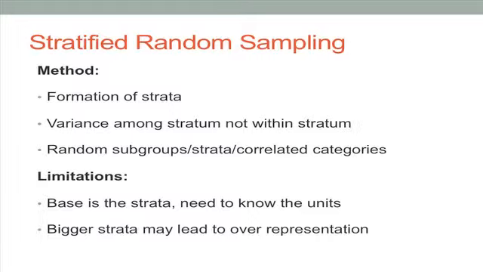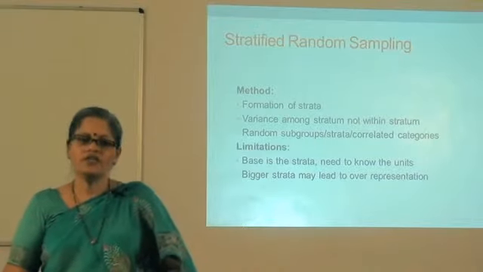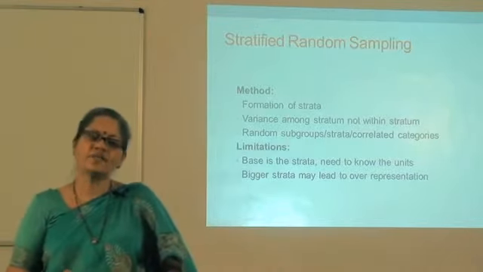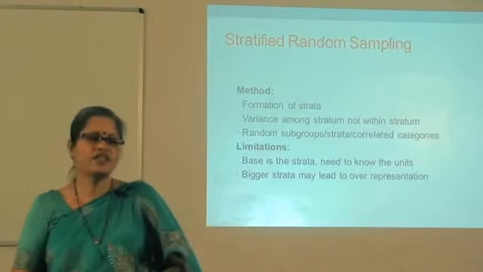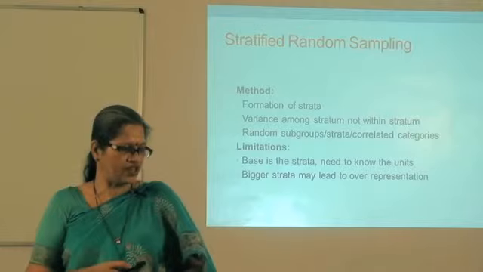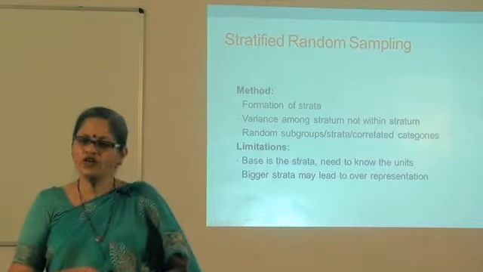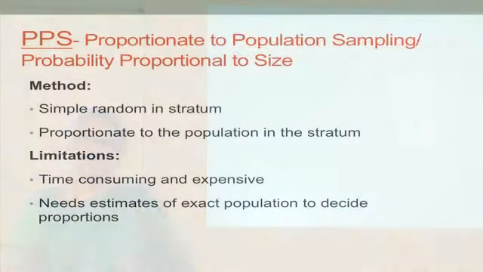What are the limitations of this? These are based on the strata and we may not be knowing the units in that. When we talk about the strata, sometimes there may not be an equal distribution in the strata. There may be some strata which have higher representation and some strata may have lower representation. And therefore, when we go for generalization, it may be a little difficult for us. Therefore, then we go for still more precision.